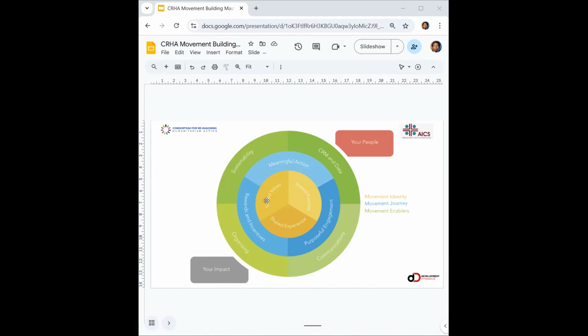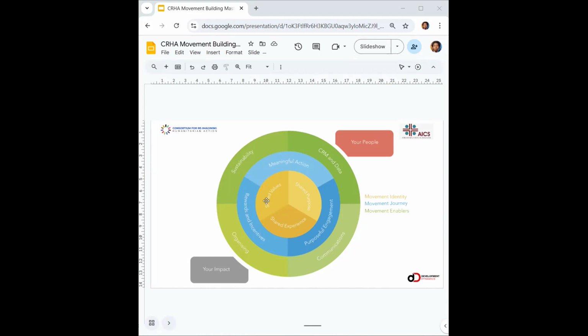How does being a part of the CRHA consortium actually move into a collective kind of action? How does being a part of the consortium also amplify the efforts that we have as individual organizations? What are the rewards that we're seeing even for the communities that we're serving? And by being able to understand our action, our purposeful engagement, and the incentives and rewards that we're getting, then we can describe the journey that we're going to be taking.